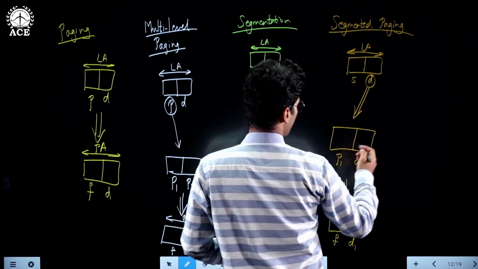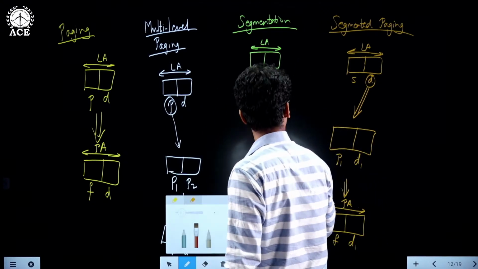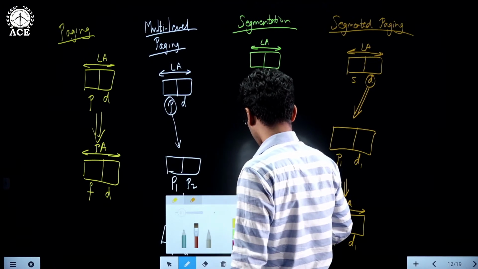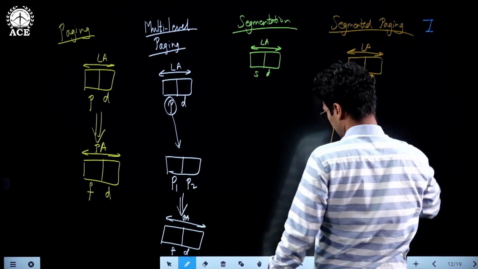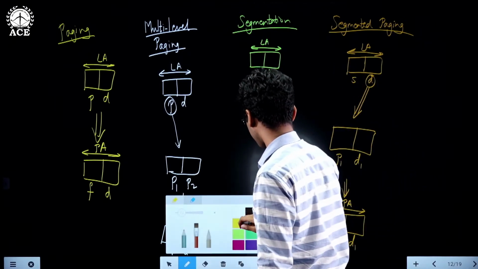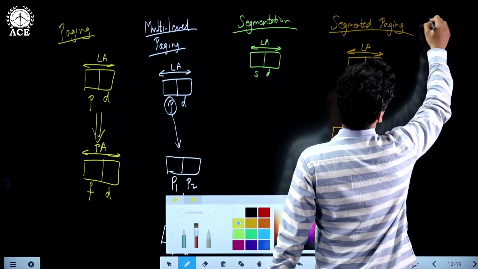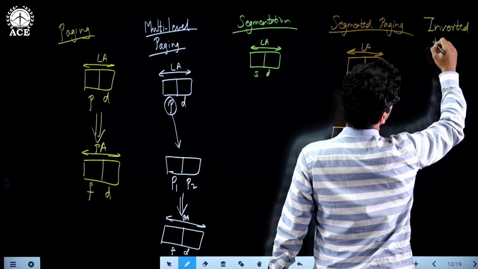This one, let me write it. Let me change the color. Which color? Let's say blue is remaining now. Inverted paging. I think this may not be visible. I'll take yellow again. Inverted paging.